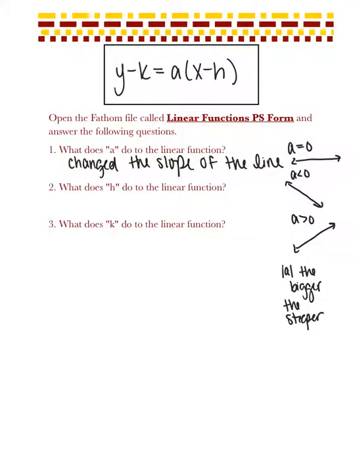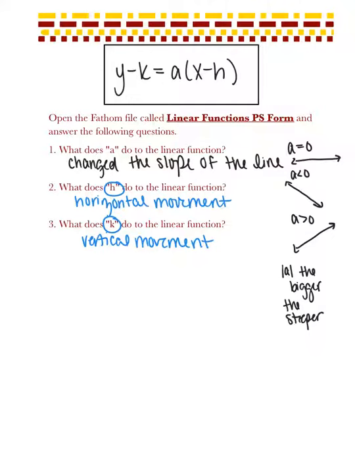Now, with linear functions, the h and the k are kind of hard to tell what's going on. What's driving what with the h and the k? Hopefully you noticed that when you moved the h and the k, you had both horizontal movement and vertical movement, although it was probably difficult to tell which was driving which.